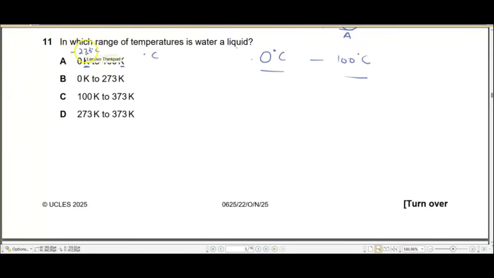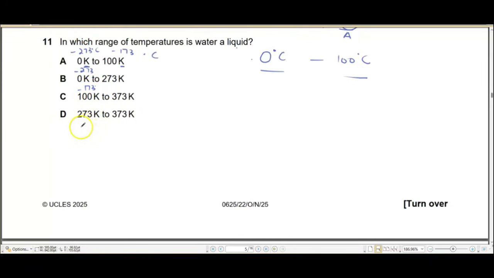So water cannot be liquid at this temperature, and increasing it to 100 Kelvin is going to be minus 173. So obviously this is not going to work. 0 Kelvin again is minus 273 degrees, and taking it to 273, this is not going to work. 100 Kelvin obviously is equal to minus 173 degrees, and water cannot be liquid at this temperature.